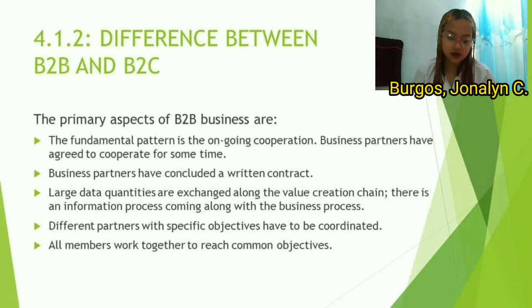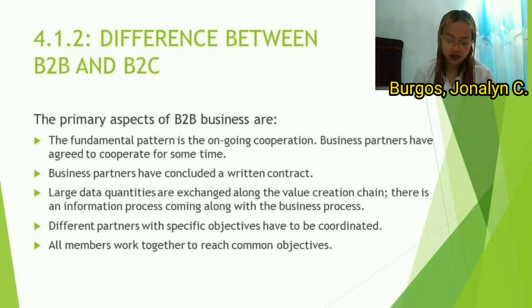Business partners have a conducted written contract. Of course, it is needed for both parties to show that the acceptance is received by the first one who sent the offer before anything else, and so the other one. I think this is what we call business partners agreement.